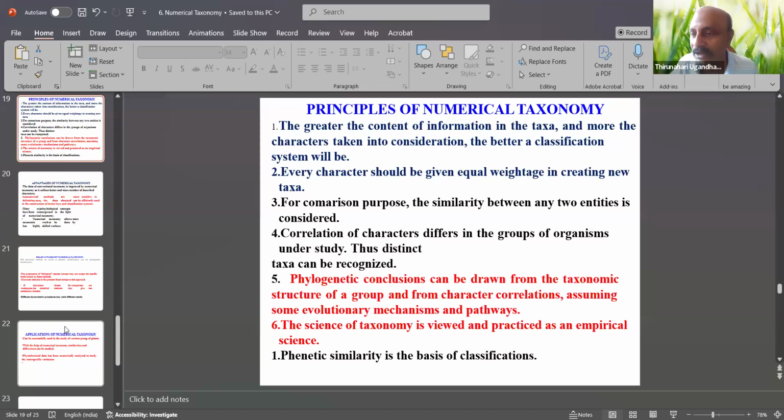Or at the chemotaxonomical level, or at the cytotaxonomical level. Which one is also important? That is based on classification. The phylogenetic conclusions can be drawn from the taxonomic structure of a group from character correlations, assuming some evolutionary mechanisms and also kinds of pathways. The science of taxonomy is reviewed and practiced as an empirical science. These empirical science methods are the basic, fundamental principles of the numerical taxonomic level.